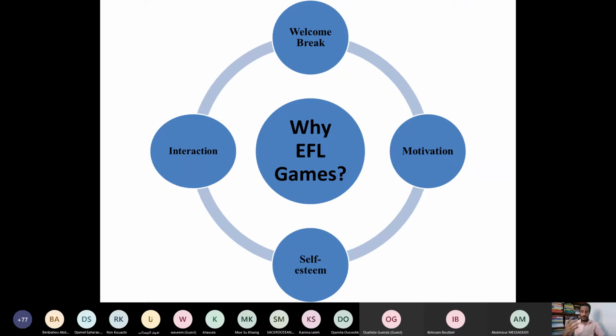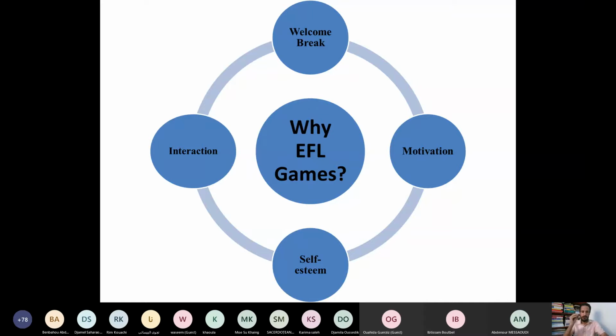self-esteem. Students feel confident. They regain their self-confidence and they feel confident. Why? Because they are working in groups. There is fun and the atmosphere is very nice. It's very interesting. There is an enjoyable learning environment. Great. And the most important, why we use games, which is interaction.